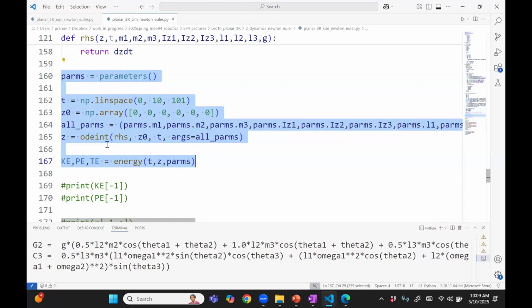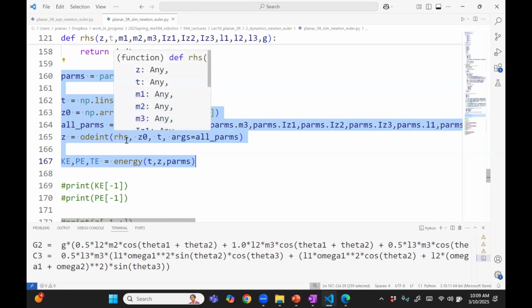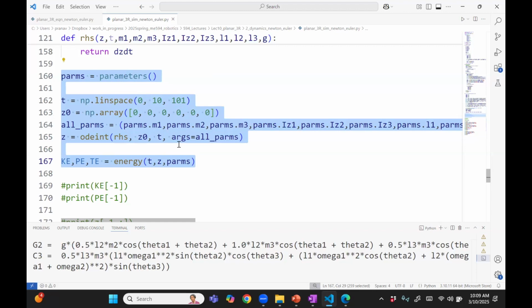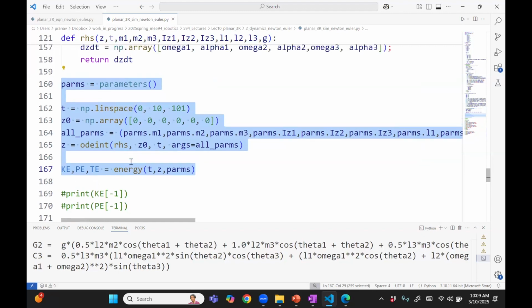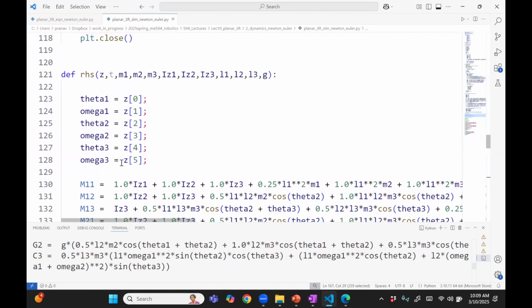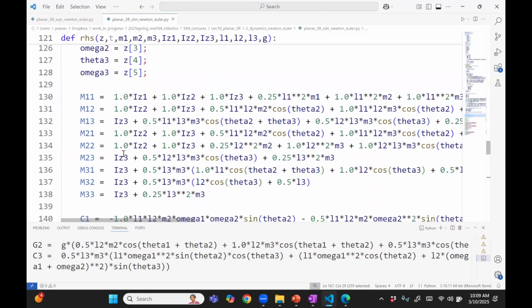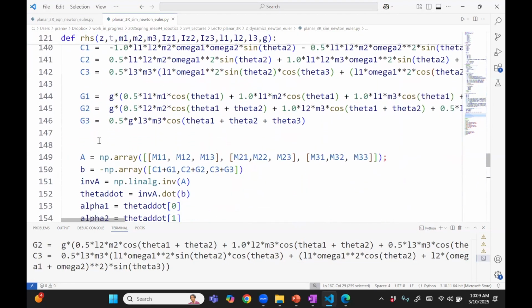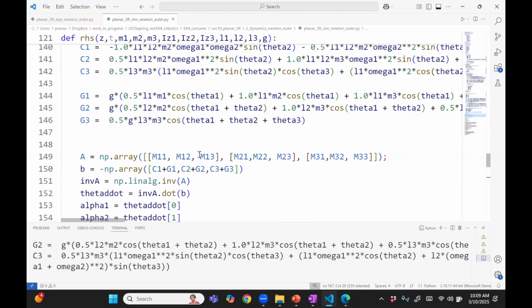I use an integrator called Runge-Kutta, which is in odeint. It's part of, I think, SciPy. I need to provide it with the right-hand side, all these complicated equations I derived. And then knowing Z, I can plot the kinetic, potential, and total energy. So this part, which is the equations I have over here, are copy-pasted in this file, RHS, which puts in M's, C's, and G's. A is basically the mass matrix, which I need to take the inverse of. And then B is C1 plus G1, C2 plus G2, C3 plus G3.